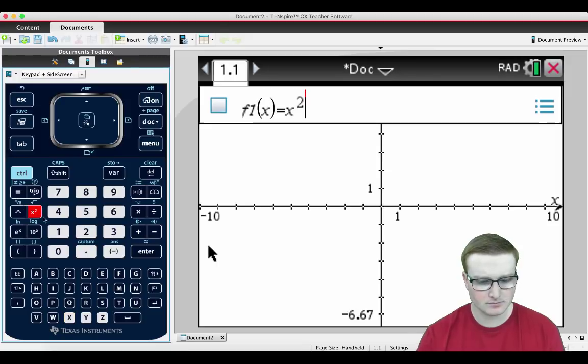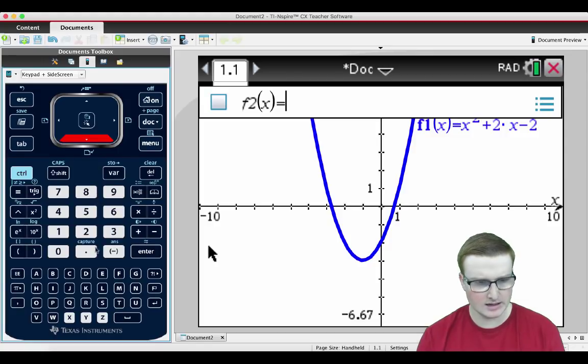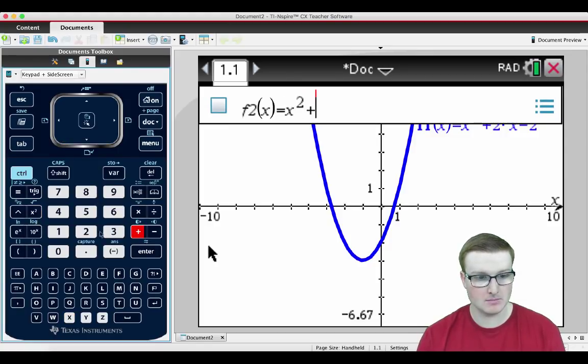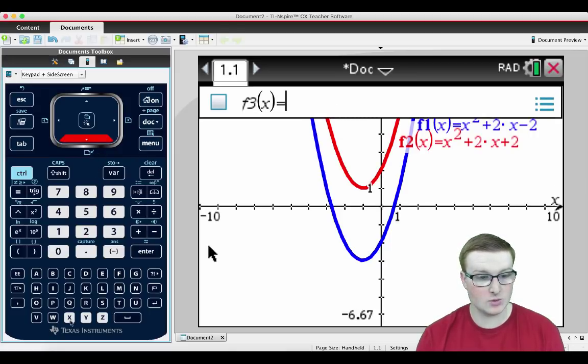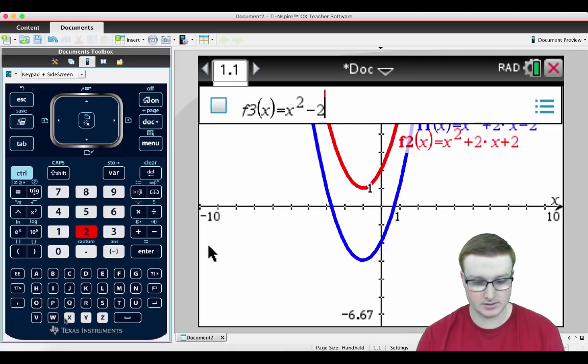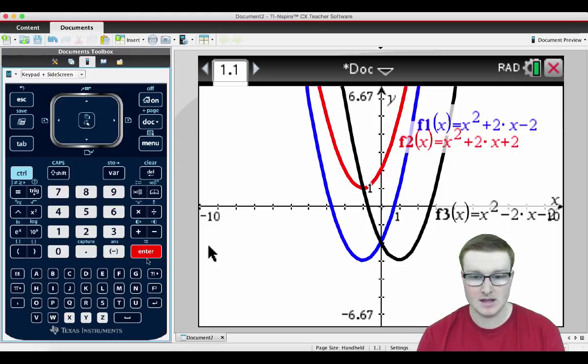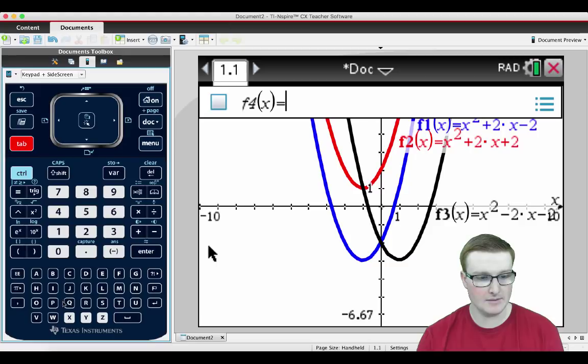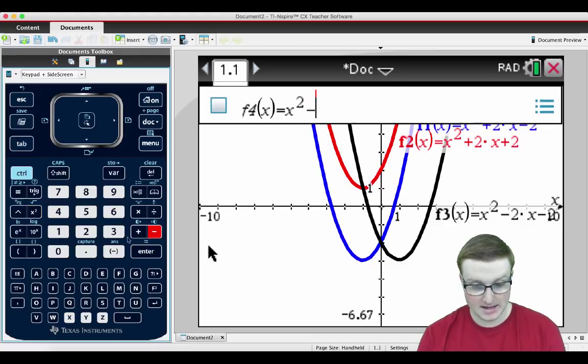So x squared plus 2x minus 2. I'm going to graph x squared plus 2x plus 2. And we get x squared minus 2x minus 2. And we get x squared minus 2x plus 2.